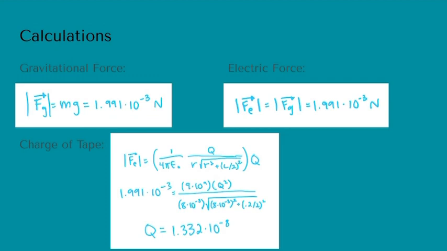So first we calculate our gravity to be 1.991 times 10 to the negative 3 newtons, which we can then equate to the magnitude of the electric force, since they cancel each other out as the floating tape is at rest. And then we know that the electric force is equal to the electric field using the rod formula times the charge. So we can plug in all of these variables to solve for our Q, which we found to be 1.332 times 10 to the negative 8.